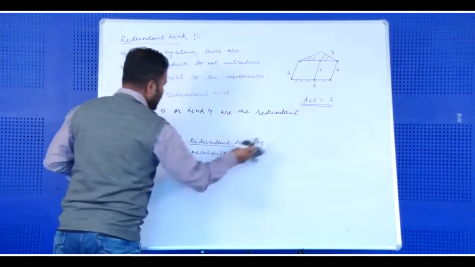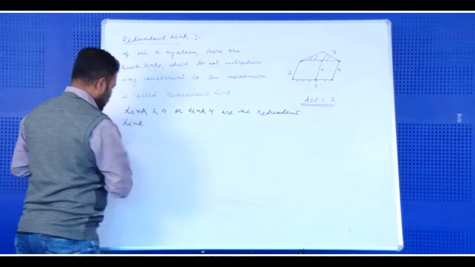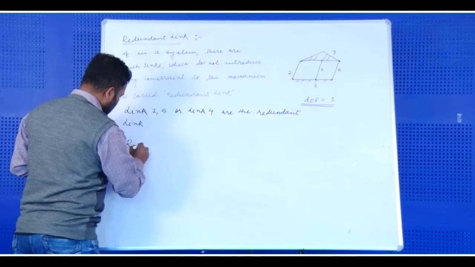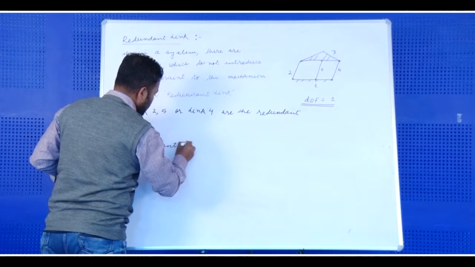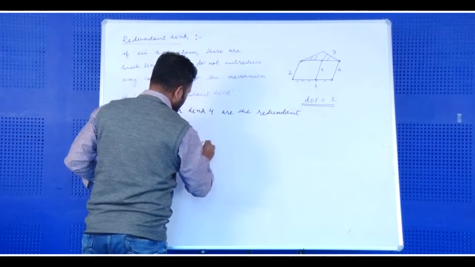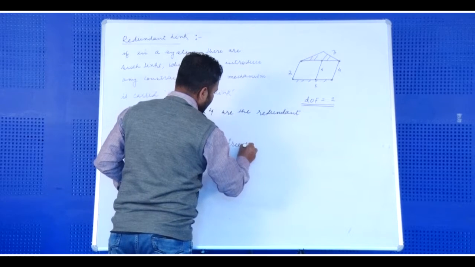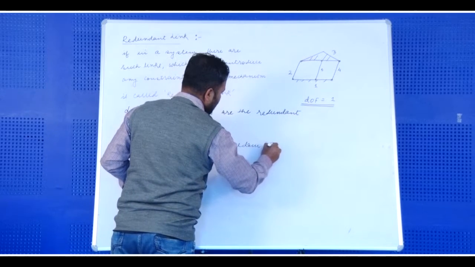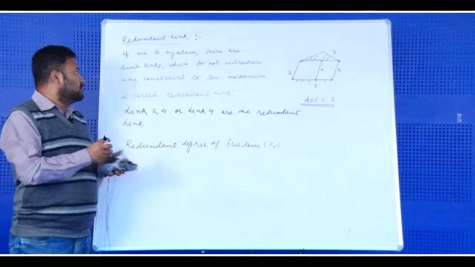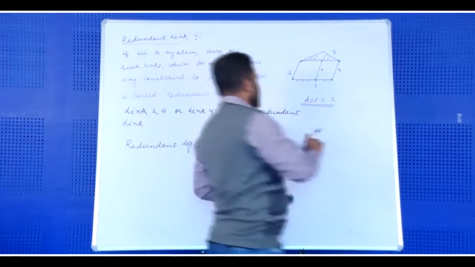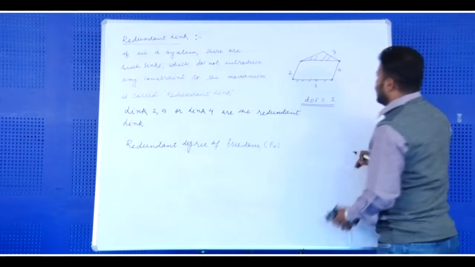And its degree of freedom is called redundant degree of freedom, which is denoted by FR. Since a redundant link does not introduce any constraint to the motion, one of the links can be deleted to calculate the exact degree of freedom.